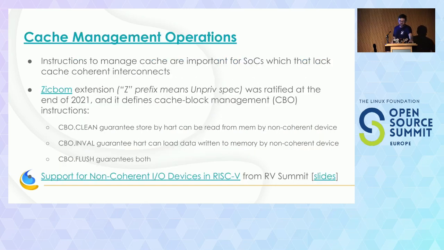Another similar thing that was needed to manage coherency was cache maintenance operations. This has now been added as an extension to RISC-V as of December. It's a bit of a mouthful, but it's called Zicbom. They refer to what you might think of as a cache line as a cache block, and it has several instructions to clean and invalidate, or flush, which is both clean and invalidate.